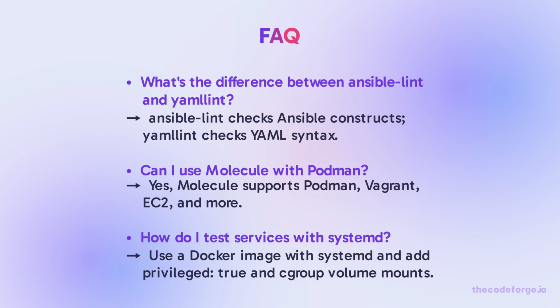And a few frequently asked questions. What's the difference between Ansible Lint and yamllint? Ansible Lint checks Ansible constructs. Yamllint checks YAML syntax. Can I use Molecule with Podman? Yes, Molecule supports Podman, Vagrant, Elastic Compute Cloud, and more. How do I test services with systemd? Use a Docker image with systemd and add privileged: true and cgroup volume mounts.